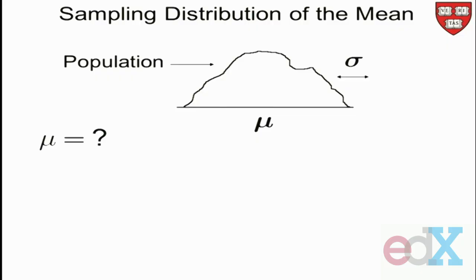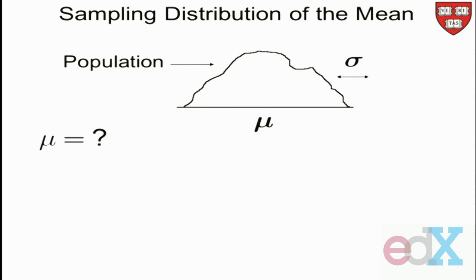So let me summarize. We've got a population. It has a mean mu, standard deviation sigma. We don't know what these values are, typically. And what we'd like to do is find out, let's focus on the mean for now, what is the value of this population mean.